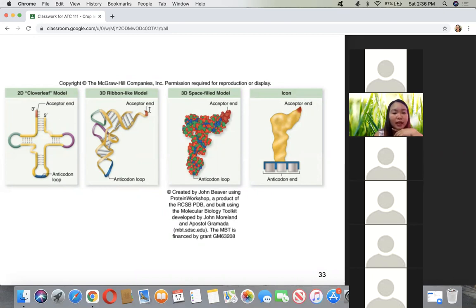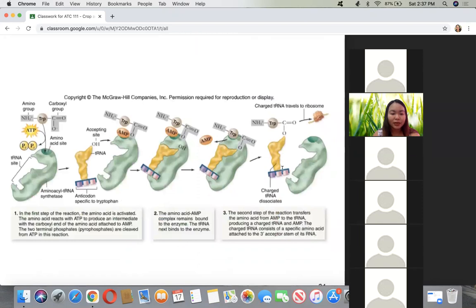So in the 3D ribbon-like model, the acceptor end looks like this, with the anticodon loop. And in the 3D space-filling model, the acceptor end looks like this, and the anticodon here. It is interesting to see the different drawings. So here are the different steps from tRNA going to the charged tRNA traveling to a ribosome.